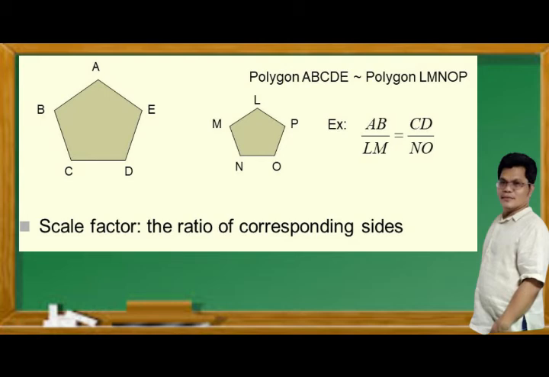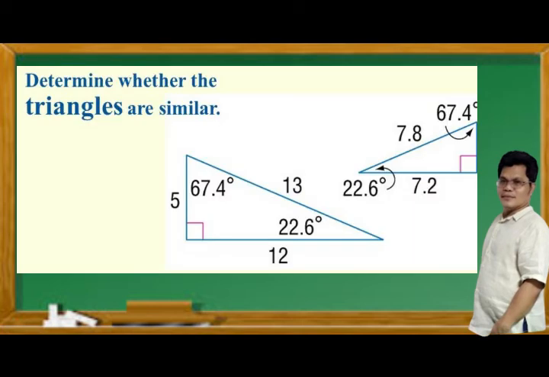The same as if angle A corresponds to angle L, meaning the measure of angle A is congruent to the measure of angle L. Now, if side AB corresponds to side LM and side CD corresponds to side NO, therefore, AB over LM equals CD over NO. Let me check if you understand the topic.